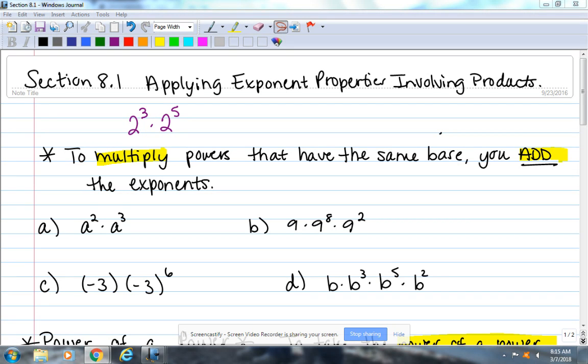So if they have the same base, we can add the exponents. If they multiply two things that have the same base, we add the exponents. So that very first example at the top, I have it in purple, I think. It says 2 to the third power times 2 to the fifth power. They both have a base of 2. So your answer will also have a base of 2. And then you add the exponents. 3 plus 5 equals what? 8. So keep the base, add the exponent.